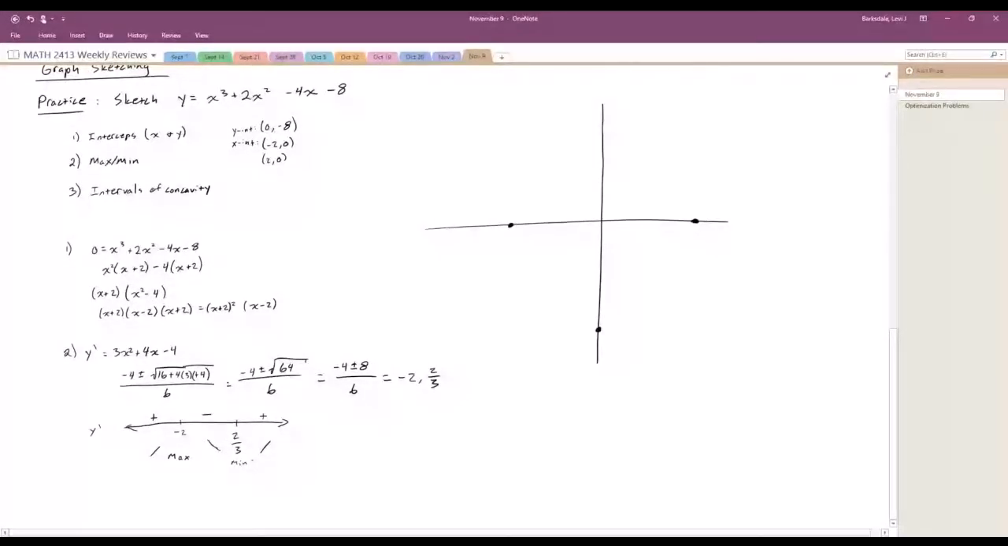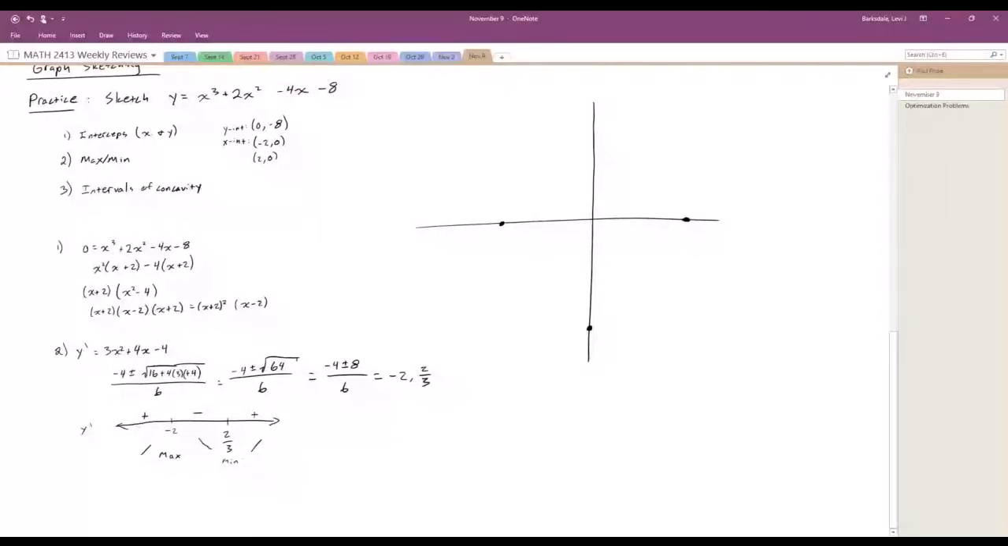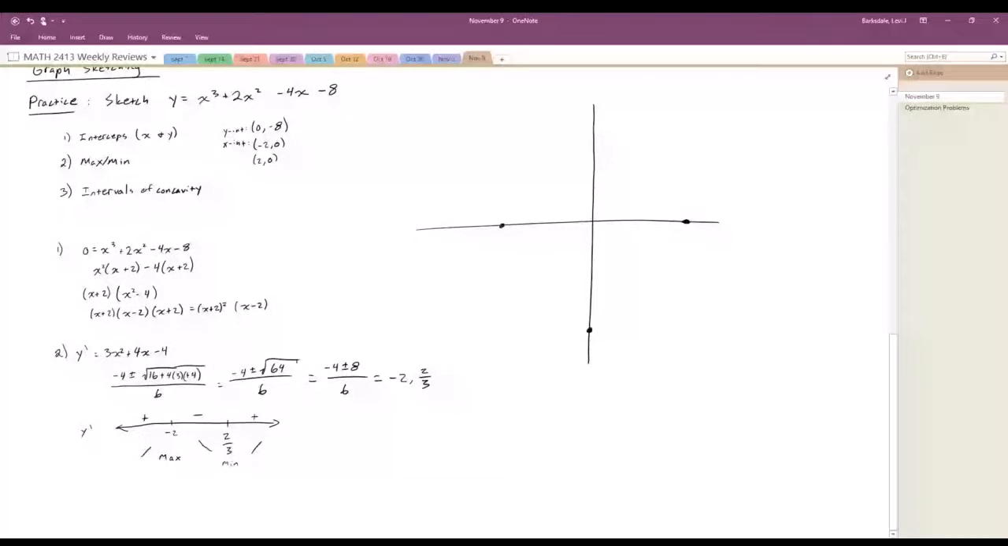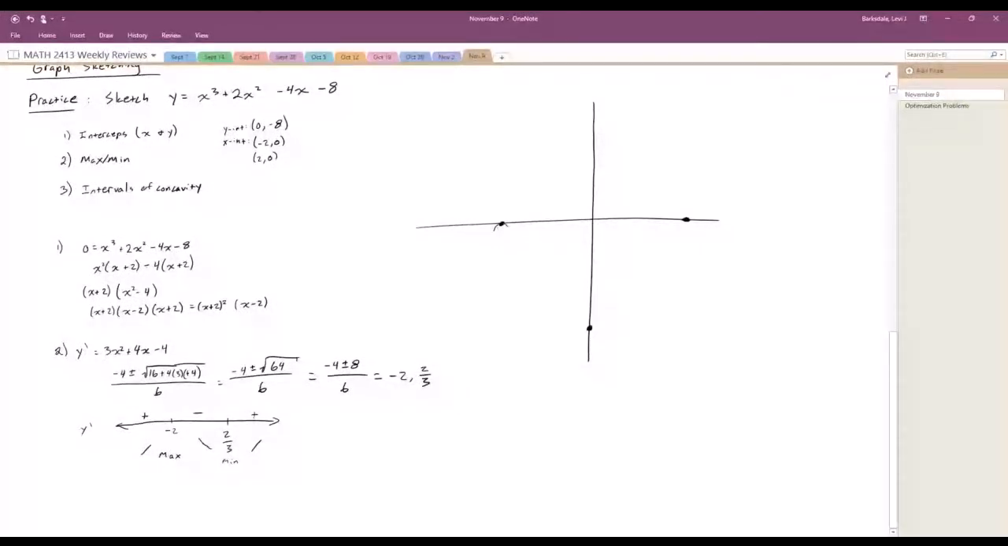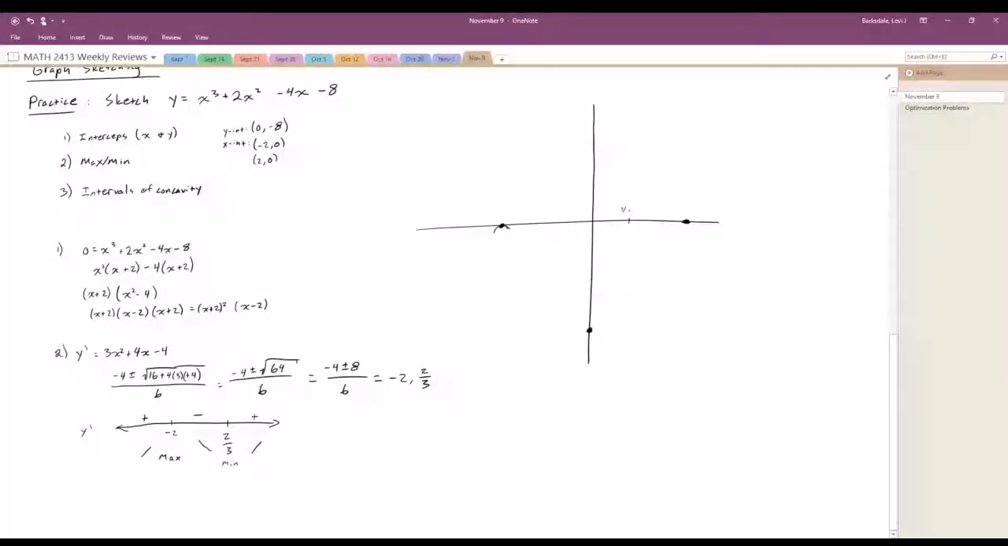So I know that I have a maximum at negative 2, and I also know that it's an intercept. So right here, I'm going to have a maximum like that. I'm also going to have a minimum at x equals 2/3. So I'll go ahead and make a note of that. I'll have a 2/3, and it should be a minimum.